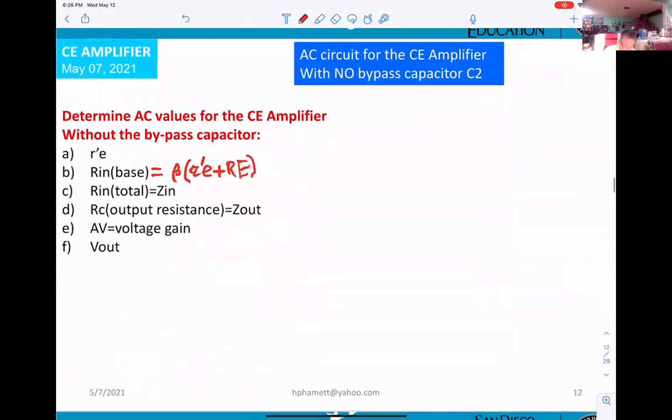So I give you the formula: R1 parallel R2 parallel R in base. If you get those values, you can do your calculation.